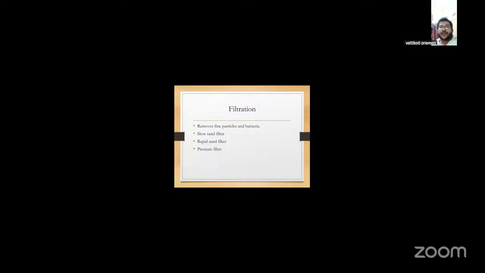What is pressure filtration? A pressure filter is a type of rapid sand filter enclosed in closed pressure vessels, where water is forced through the filter under pressure. Its characteristic is a compact design, used in wastewater treatment, small community systems, and swimming pools. The advantages are that it occupies less space, has faster filtration, and is easy to install.